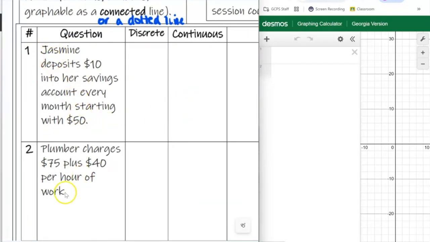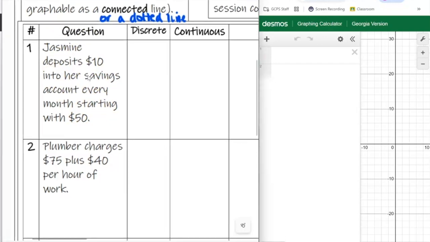All right, so let's take a look at some questions. I'm going to do question number 1. Please go ahead and do question number 2. Okay, so it says Jasmine deposits $10 into her savings account every month, starting with 50. Because this has a start and then it keeps happening, this is definitely a linear function. So let's go ahead and write in number 1 is a linear function.